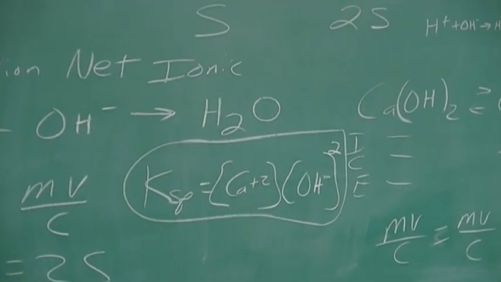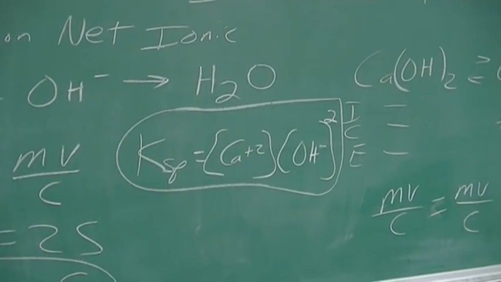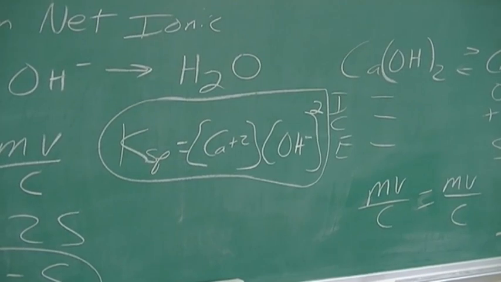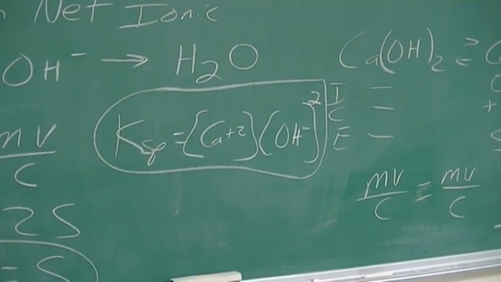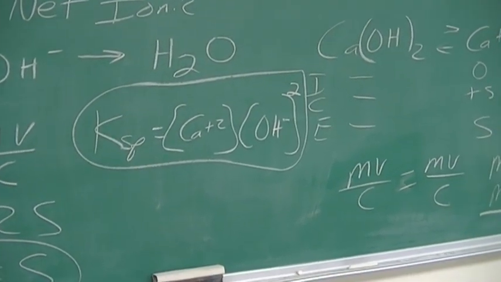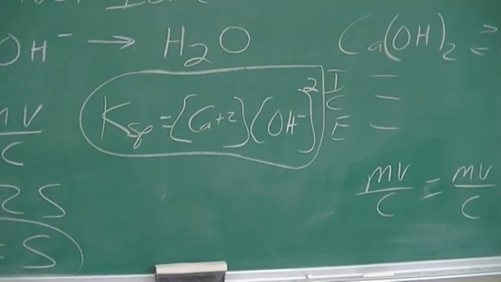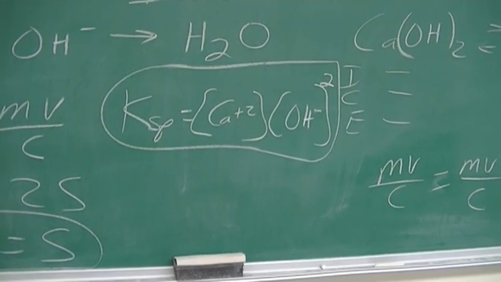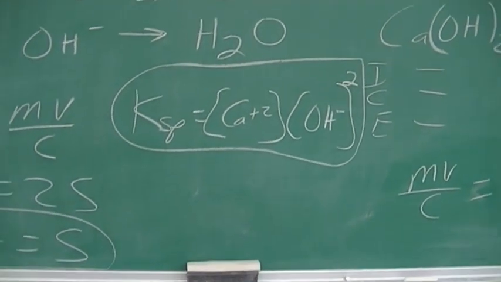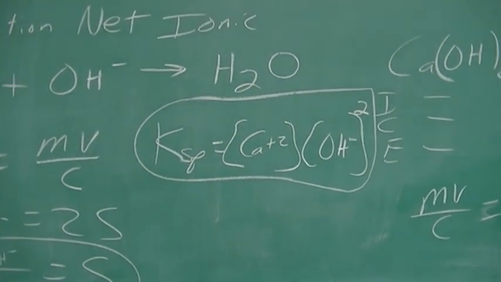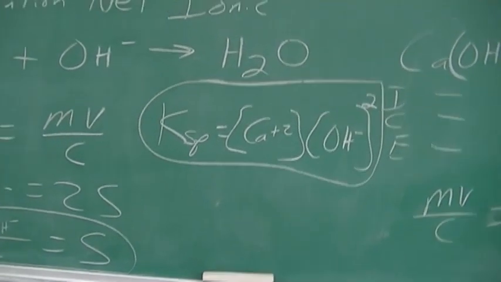And to calculate your KSP, the KSP is always, for calcium hydroxide, the concentration of calcium plus 2 times the concentration of OH minus squared. So you plug in your numbers and you get your KSP. All right, so this was a KSP. It was also a common ion effect.